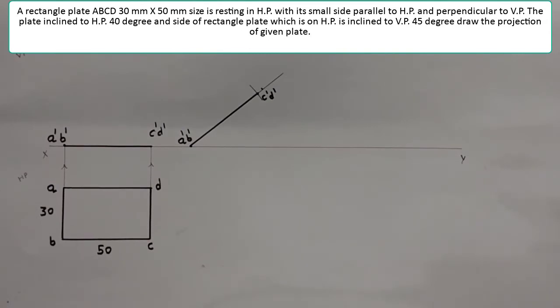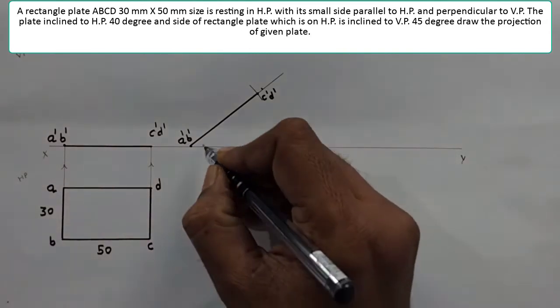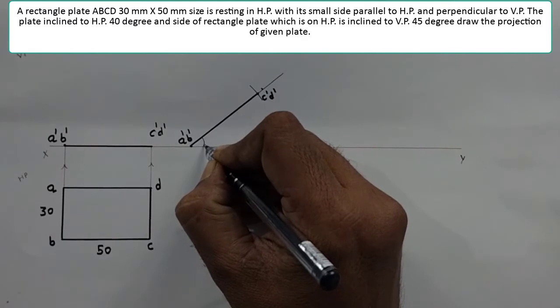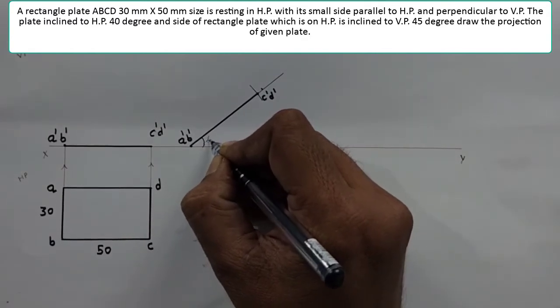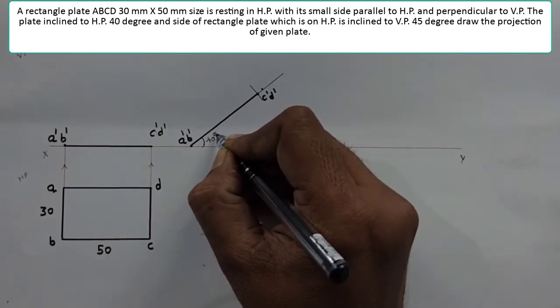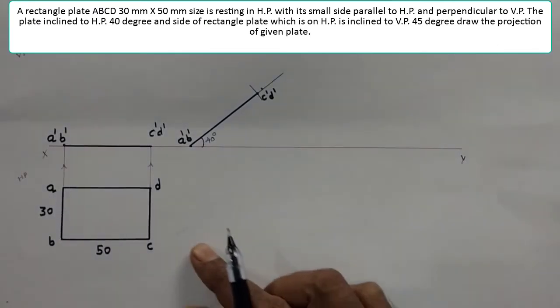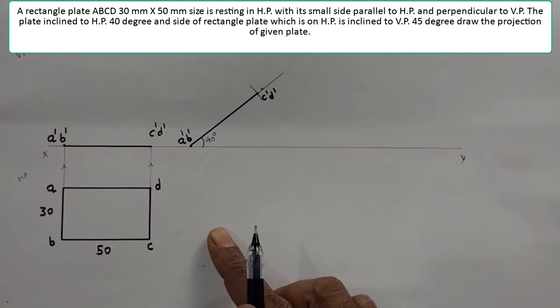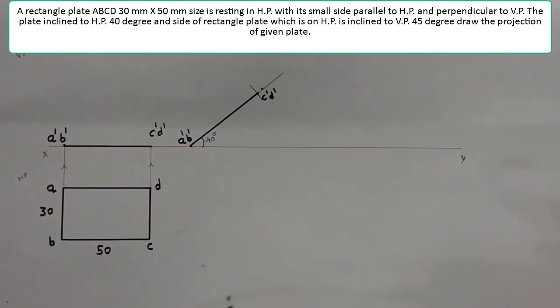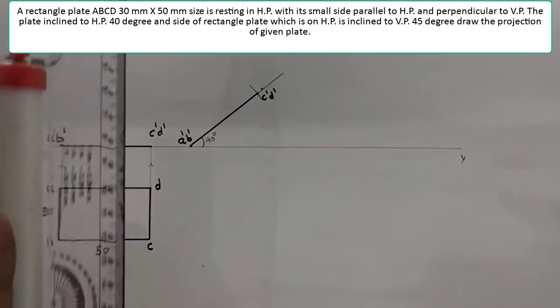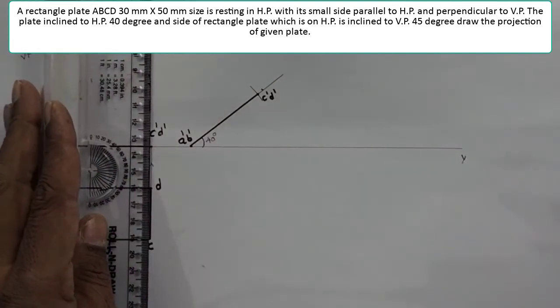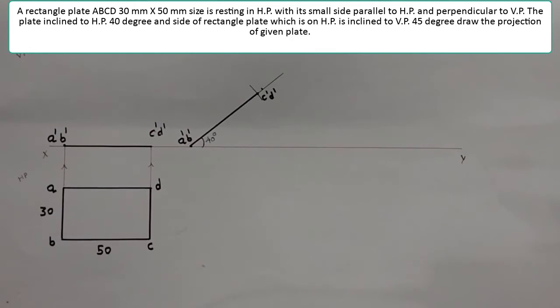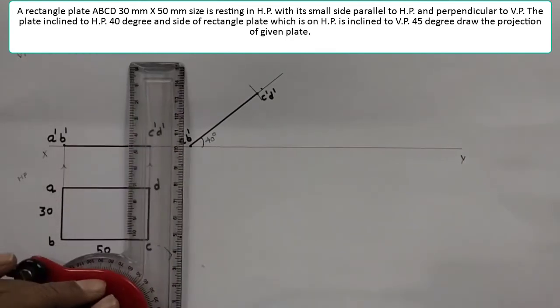Now these are our problem statements. Your surface of the plate is inclined to HP at 40 degrees. Now what is my top view? So we know when the plate is inclined to HP, the top view is the surface. So first we take the vertical projection.